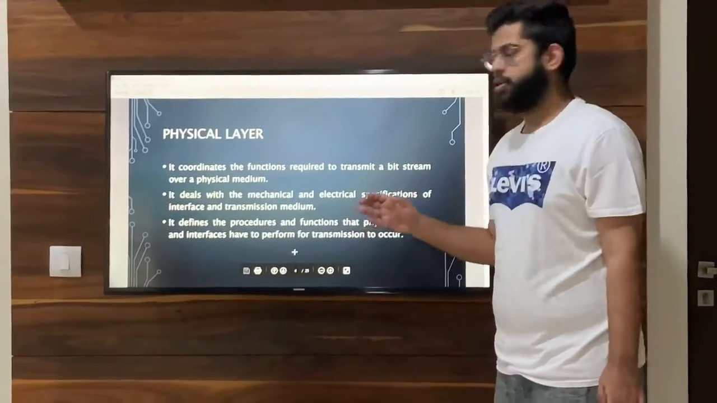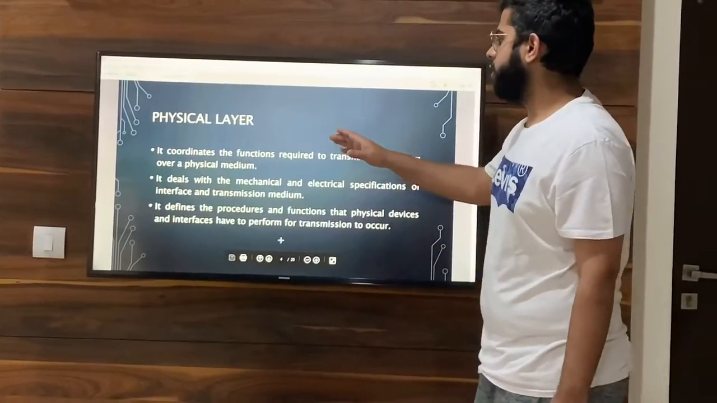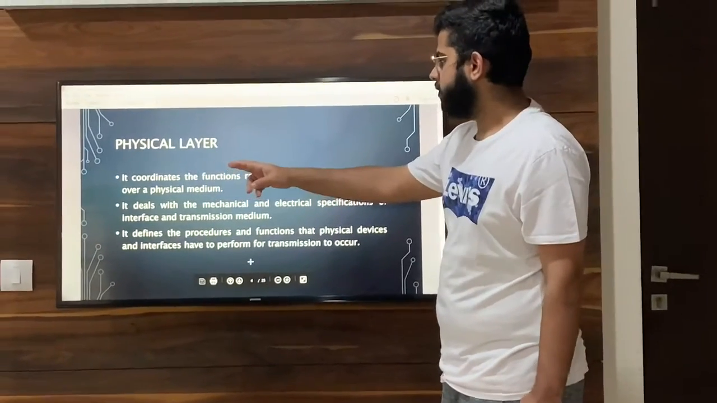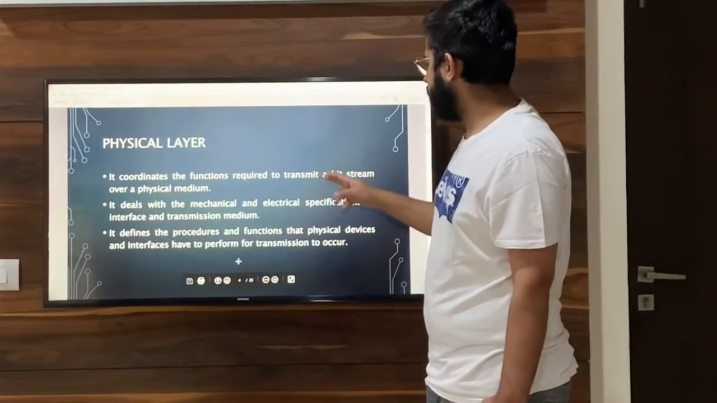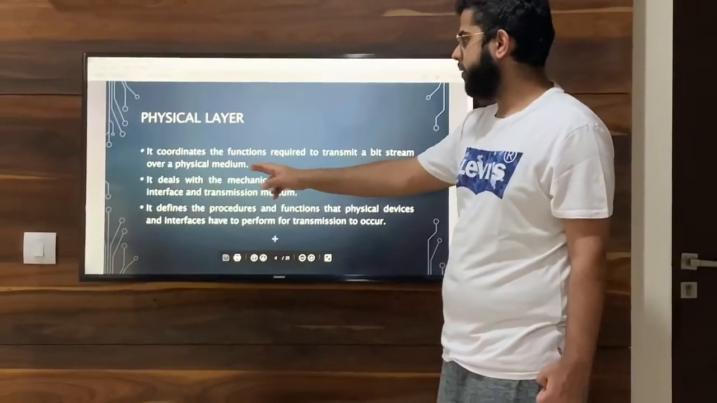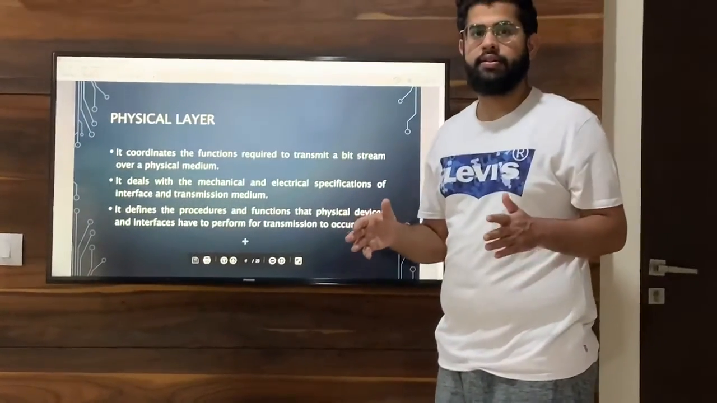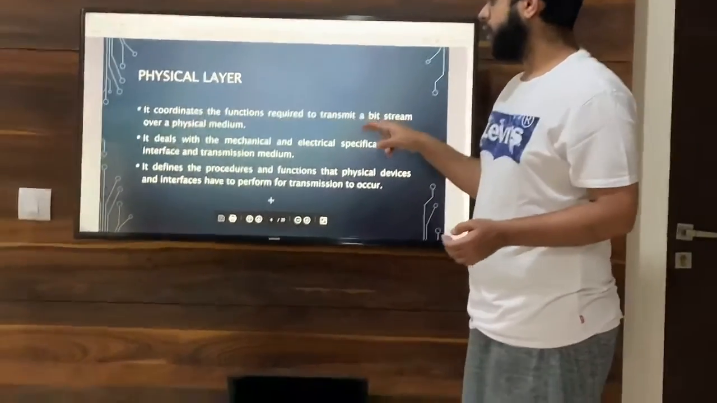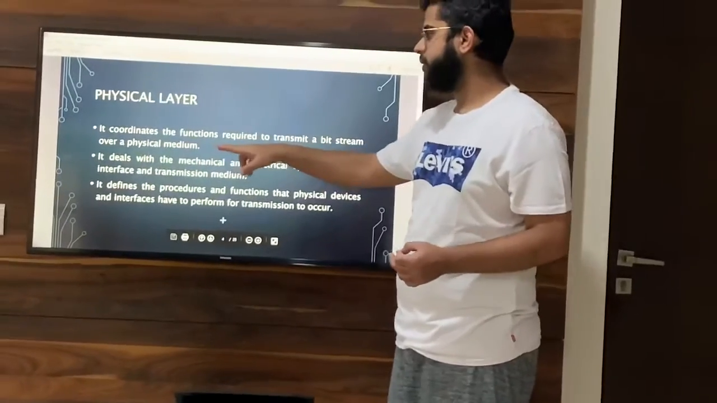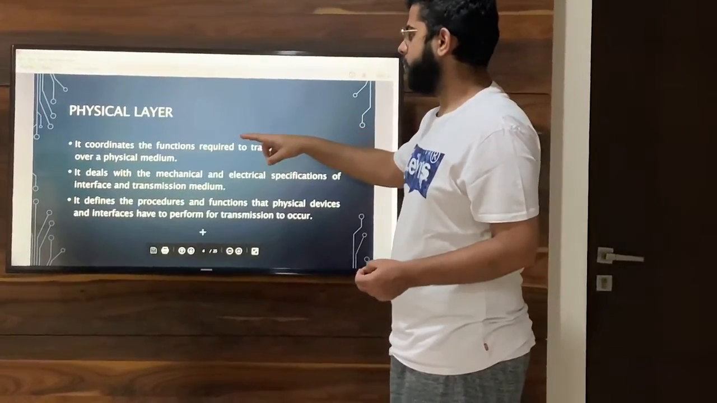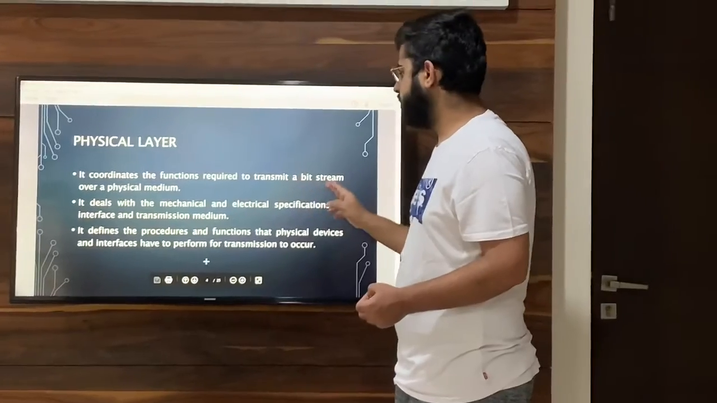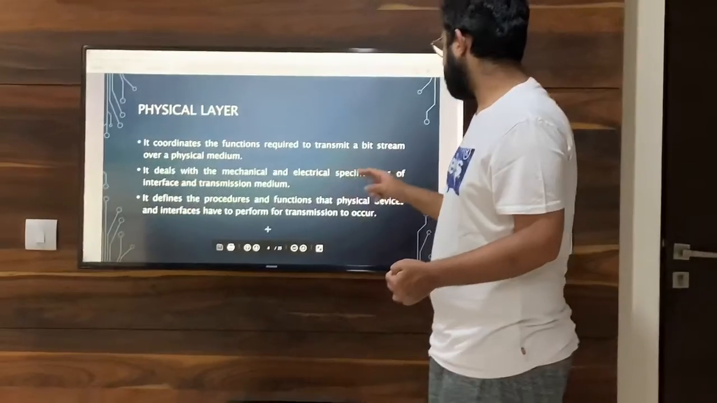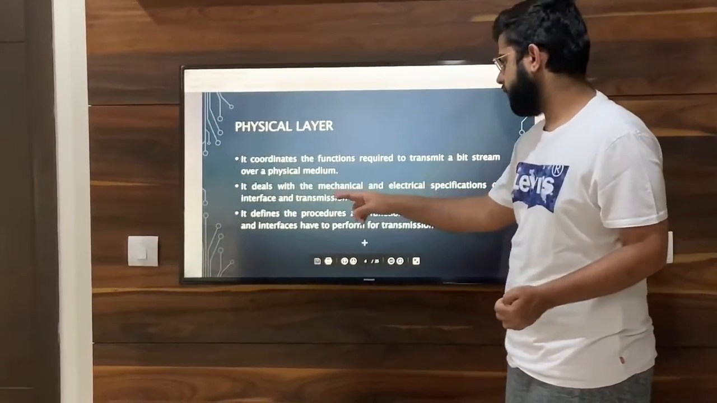Now the first layer of the 7 layers is the physical layer. Here it is defined: the physical layer coordinates the function required to transmit a bit stream over a physical medium. So basically the data is sent from the sender to the receiver as a bit stream, which is sent over the physical medium. The physical layer provides a physical medium to transmit the bit stream from the sender to the user. Then it deals with the mechanical and electrical specifications of the interface and transmission medium.